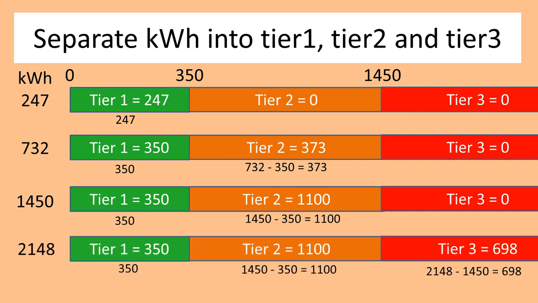In the fourth example, 2,148 kilowatt hours are used. Tier 1 gets 350, Tier 2 gets 1,100, and Tier 3 gets what is left over. Tier 3 gets 2,148 minus 1,450, which is 698, to get a total of 2,148 kilowatt hours. Now, we need to figure out how to put this into code.